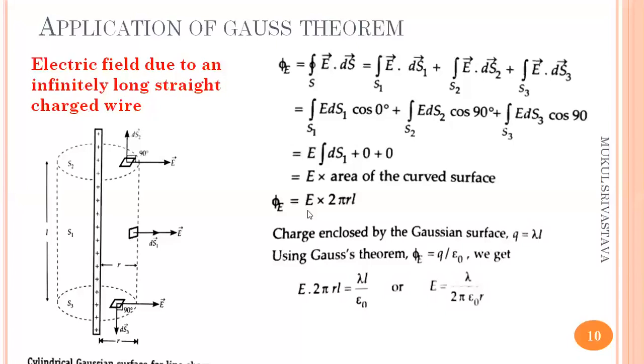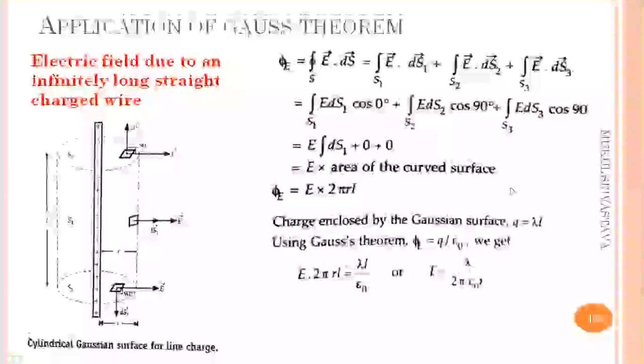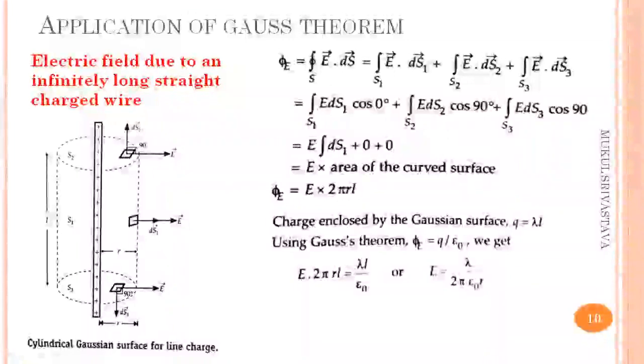Now we know that in case of this Gaussian surface, Q equals lambda L, where lambda represents the linear charge density. Now using Gauss theorem, phi equals Q upon epsilon naught, we get E times 2 pi rL equals lambda L upon epsilon naught, and finally we get E equals lambda upon 2 pi epsilon naught r.